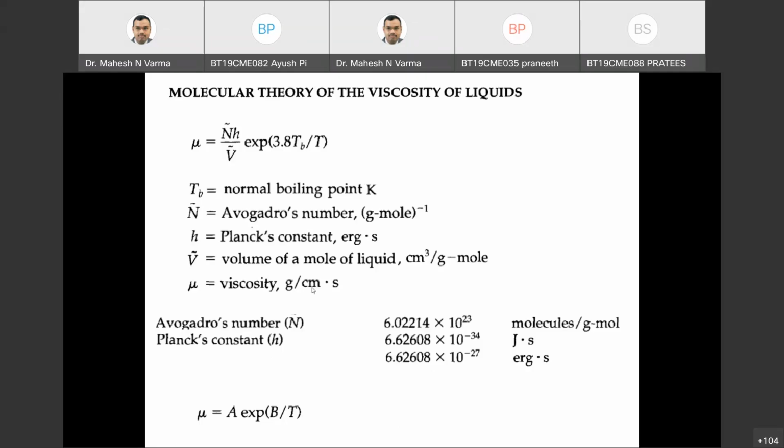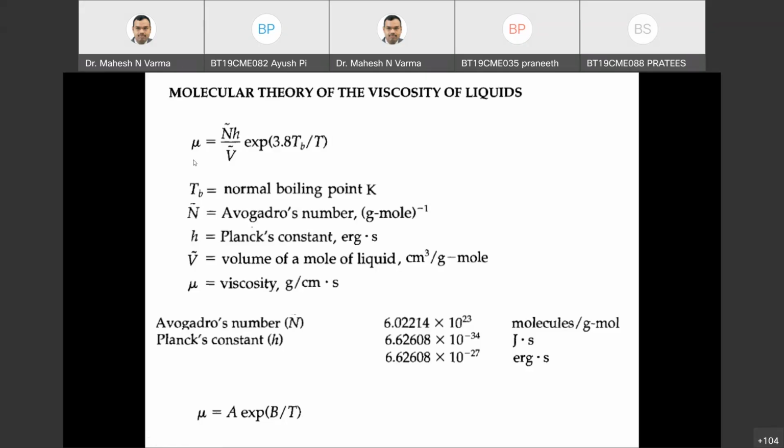V is the molar volume of the liquid, in centimeter cube per gram mole, at a given temperature. As I am telling you, this is also an empirical relation. This is very clear. People have correlated boiling point with viscosity. Nobody can think that boiling point can be correlated with viscosity theoretically. This can only happen in an empirical equation. So you can see the boiling point.